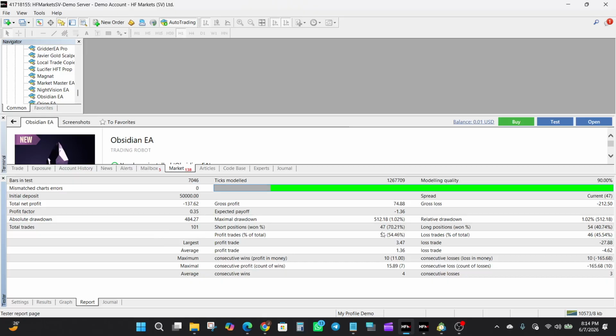Short positions were 47 with 70.21% win rate. The long positions were 54 with 40.74% win rate. The largest profit was 3.47, largest loss was 27.88, average profit was 1.36, average loss was 4.62. So this tells me that the risk to reward ratio is bad in this case, right?